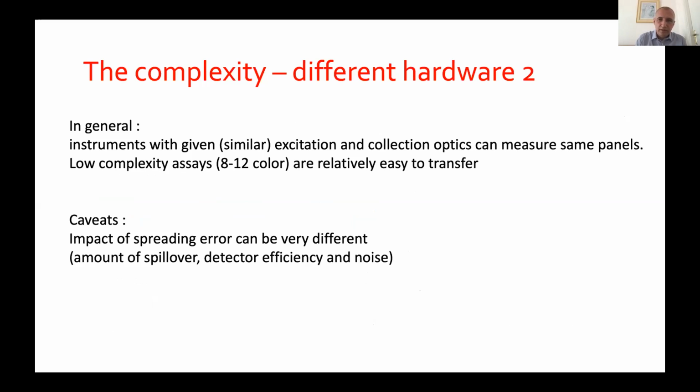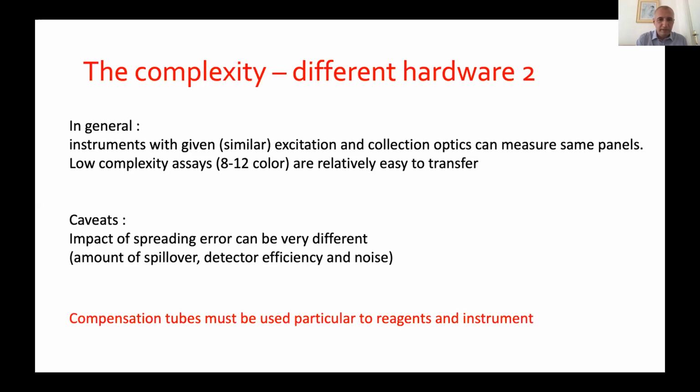So in general, the instruments with similar excitation and collection optics can measure the same panels. It's relatively easy for the low complexity assays, harder for the high complexity assays to transfer them. And what is really different with different instruments is the spreading error that can be very different in different instruments with a different detector efficiency and different noise.